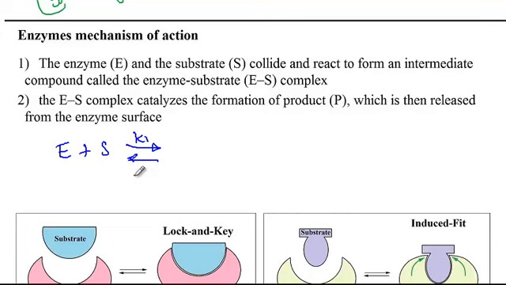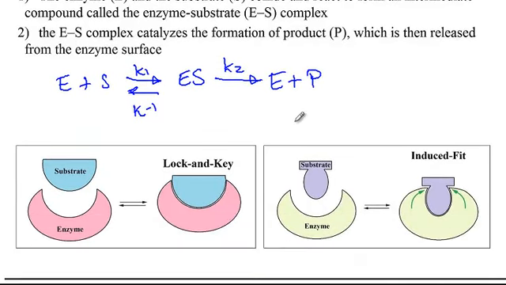This reaction is bidirectional, and it can form an enzyme substrate complex. Now, this enzyme substrate complex can yield the enzyme plus the product. The cleft or the pocket at which the substrate binds to the enzyme is called the active site. So here is the active site of this enzyme.